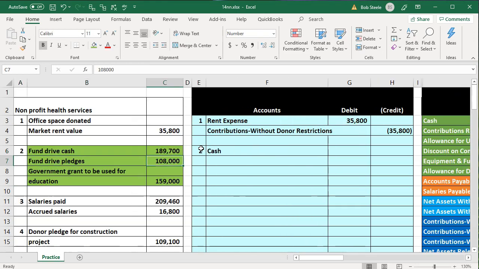Cash is going up. It's nice when cash is affected because we know what's going to happen to cash. If it's going up, it's a debit. Goes down, it's a credit. It's pretty straightforward. Same as a for-profit organization.